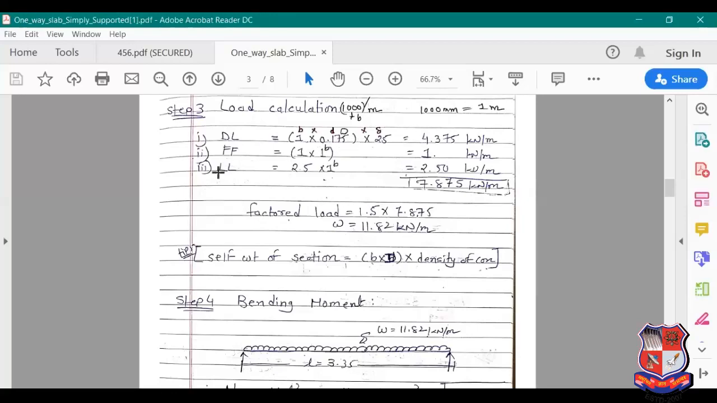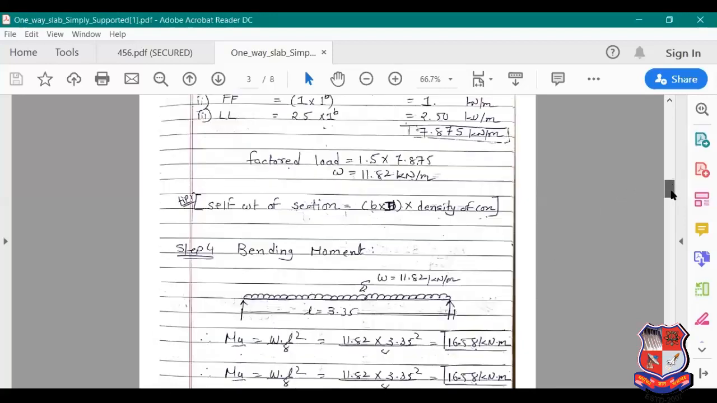Then floor finish and live load. Live load is given. After summation of all three loads, factor it by 1.5 because we are doing limit state design. The self weight of the section is b into d into the density of concrete.